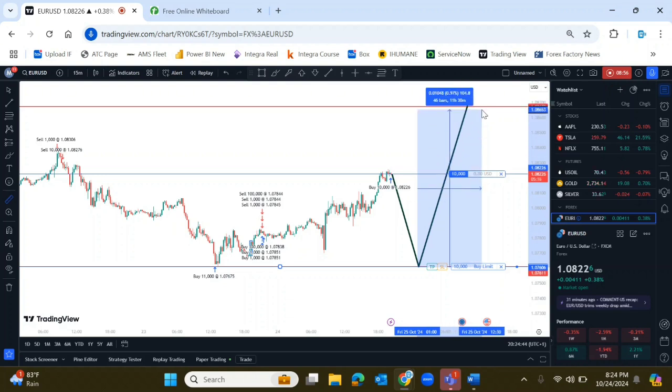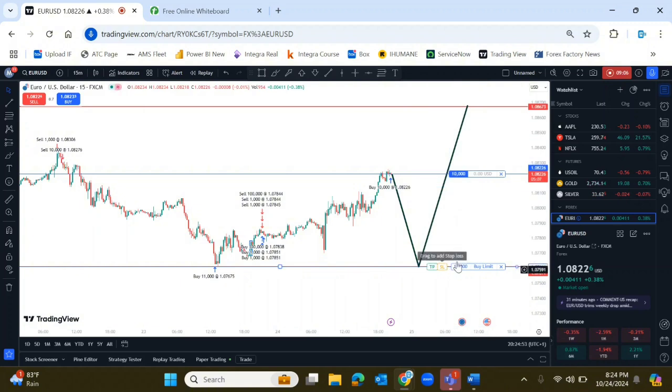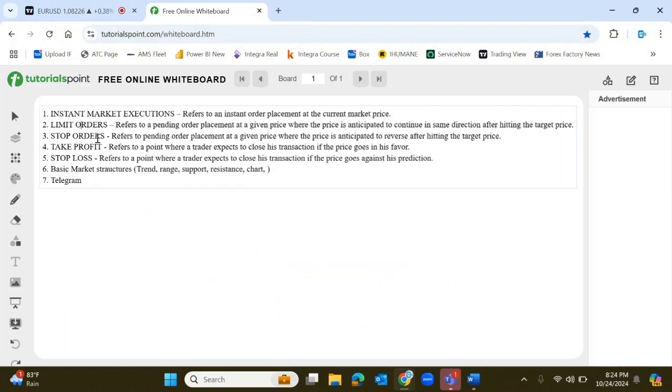And let's say this transaction happened, or this price moved in just less than 2 hours. Imagine the amount you'll be making in just 2 hours: $107. So that is what a limit order means. Now this takes us to stop orders.